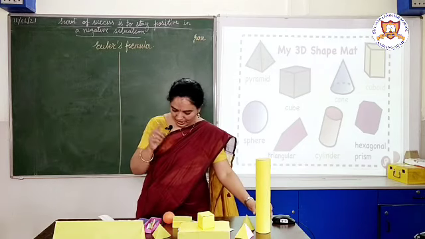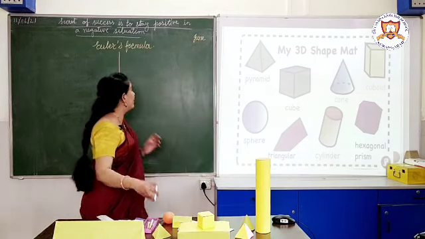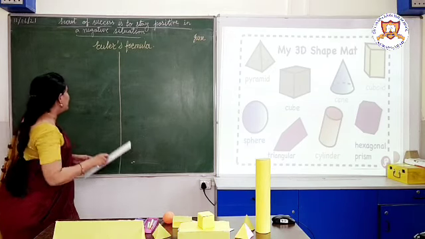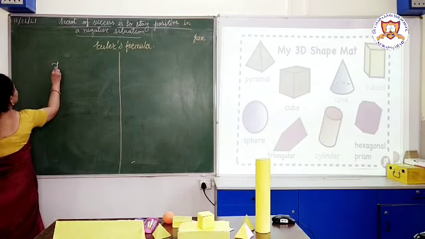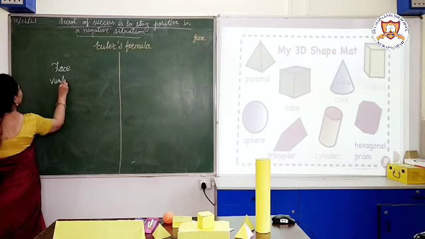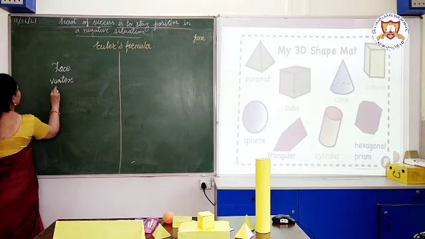Now next, very important, what we require for our Euler formula: that is face, vertex and edge.